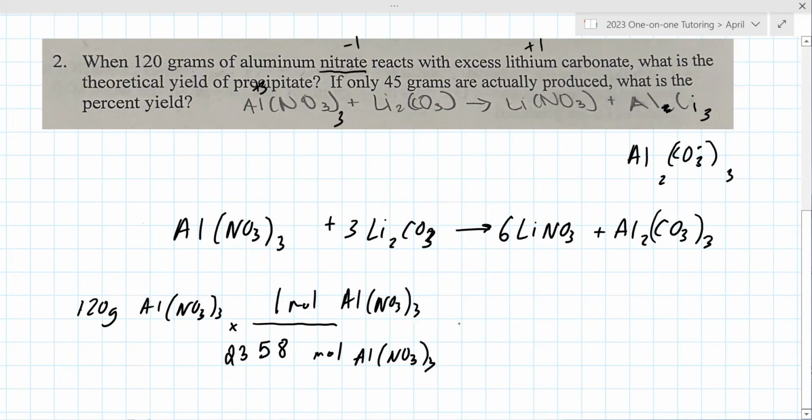Of Al(NO3)3. Okay. And then we need the mole conversion. So what I don't know is the precipitate. Do you know which one is the precipitate over here, the lithium nitrate or the aluminum carbonate? I think... All right, the precipitate of the reaction. That's not going to work. It wants us to compare this other stuff.